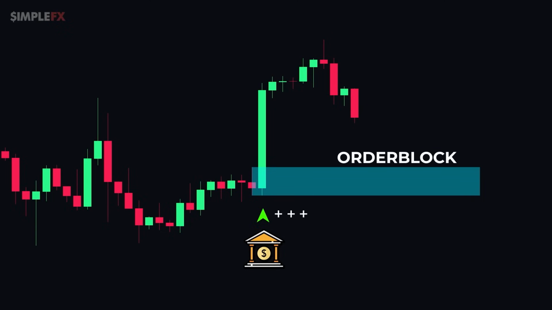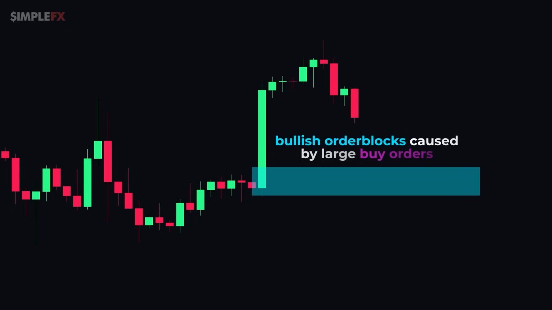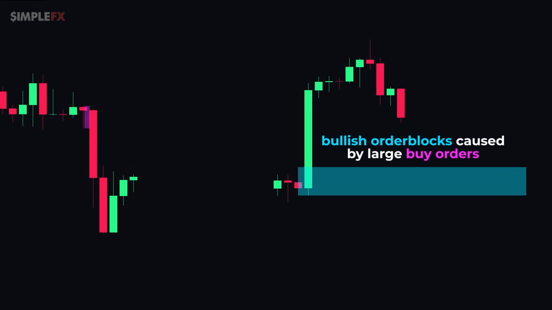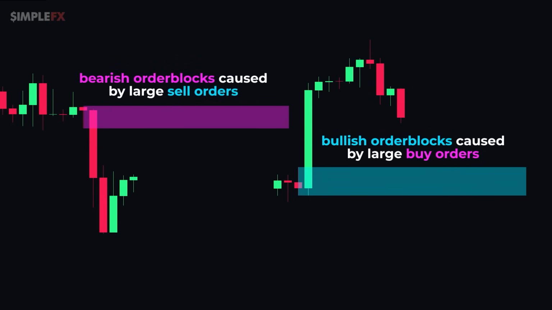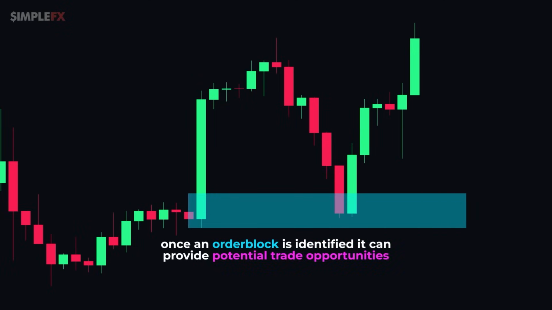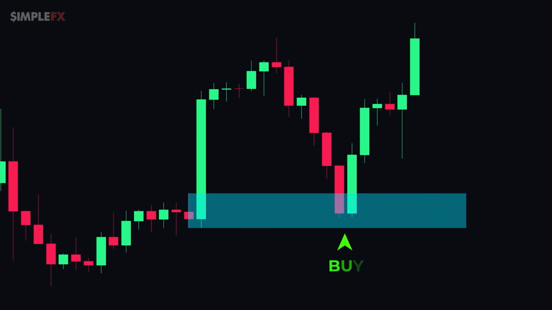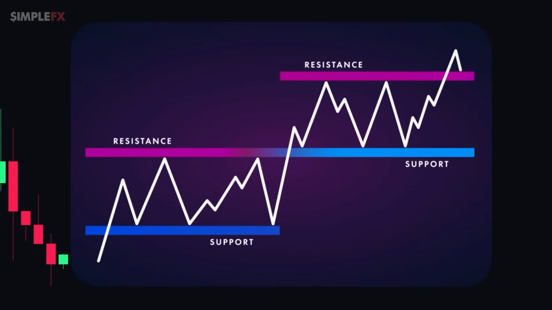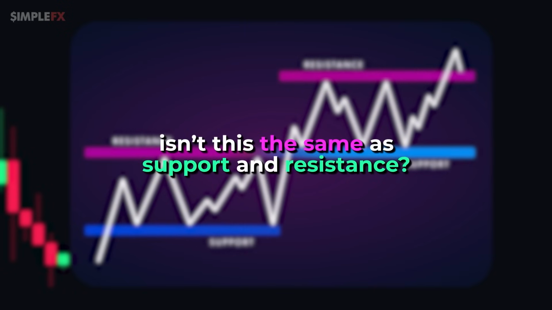Order blocks can be of 2 types: bullish order blocks, which are caused by large buy orders, and bearish order blocks, which are caused by large sell orders. For this video, I'll color bullish order blocks as blue and bearish order blocks as purple, but of course you can use any color you want. Once an order block is identified, it can provide potential trade opportunities, as the price tends to retest and bounce after hitting that area. For example, if you bought at the order block here, it would have resulted in some nice profits. Now, you might be asking yourself, isn't this the same as support and resistance?